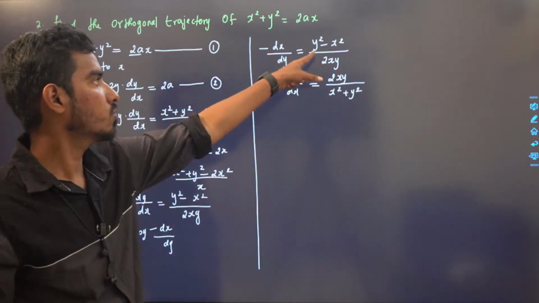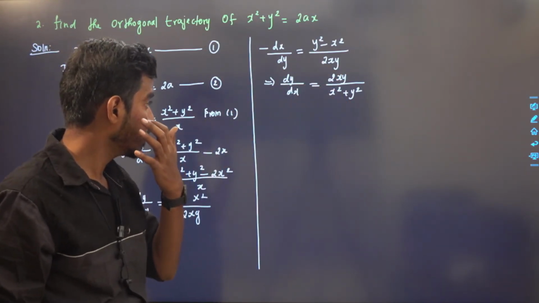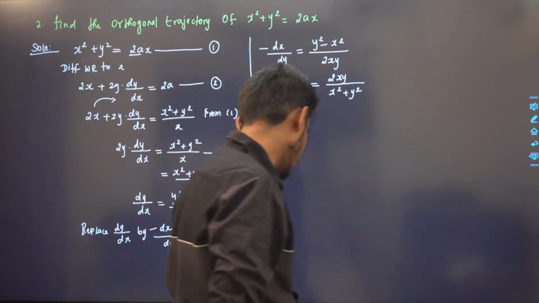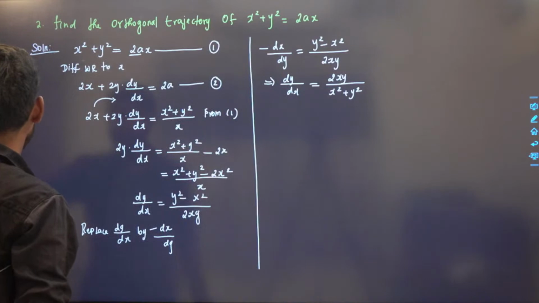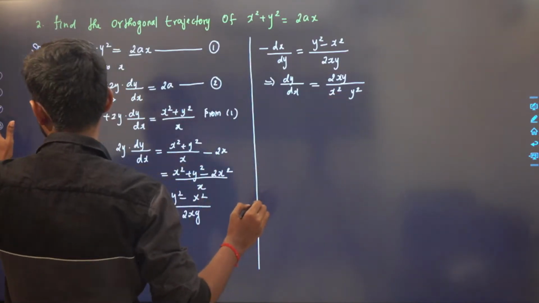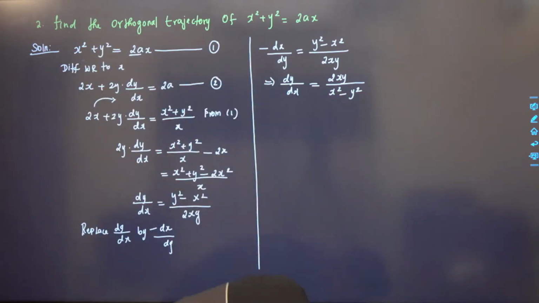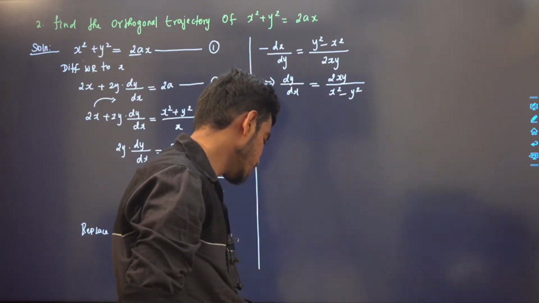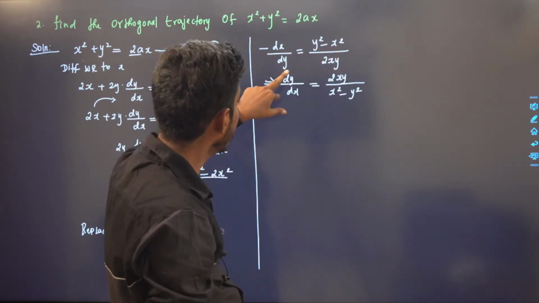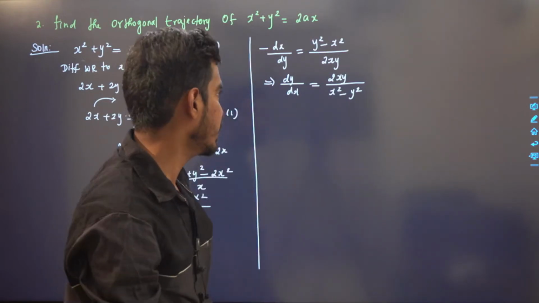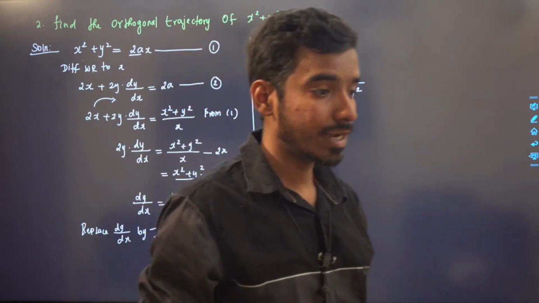I have just taken minus outside here. If I take minus common in the numerator, we will have x square minus y square. Minus minus will get cancelled. We have reciprocated, so that we will have dy by dx equal to 2xy by x square minus y square. So we need to solve this equation to get the orthogonal trajectory.